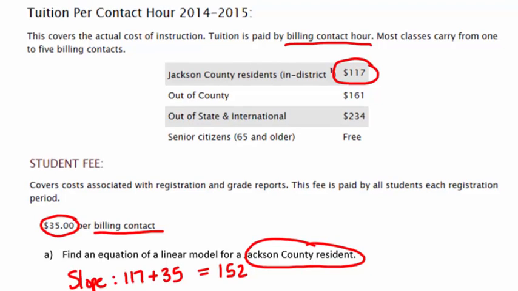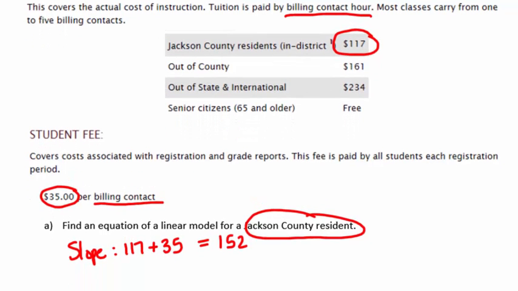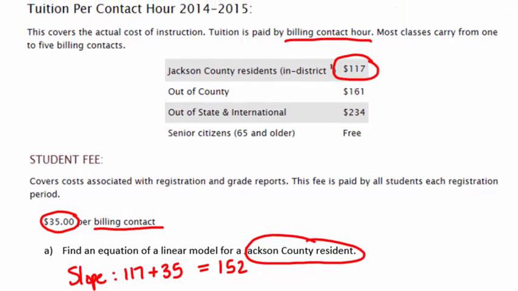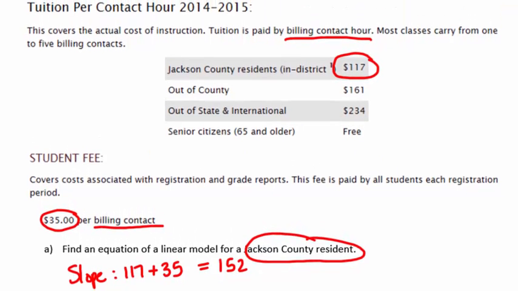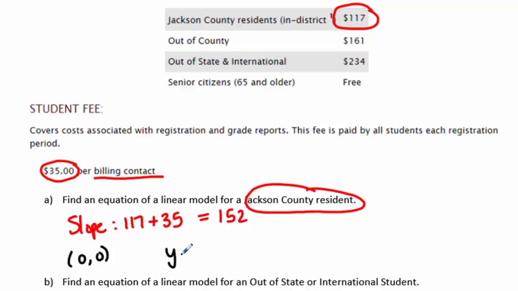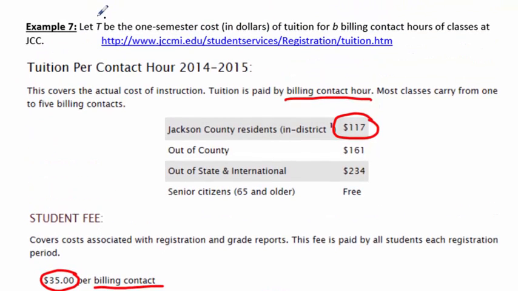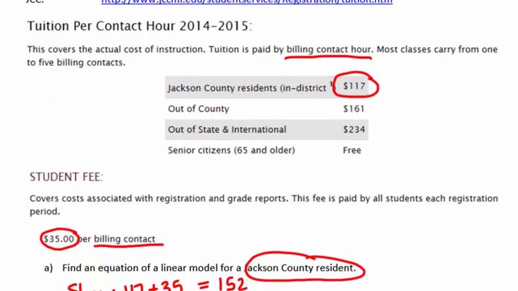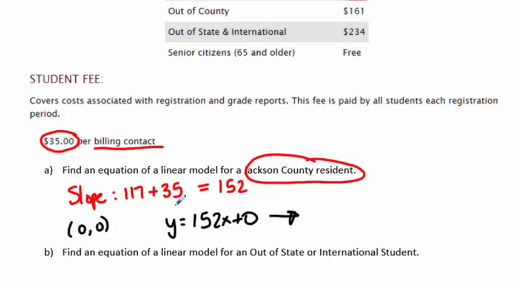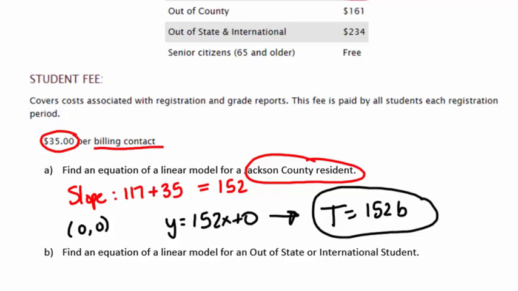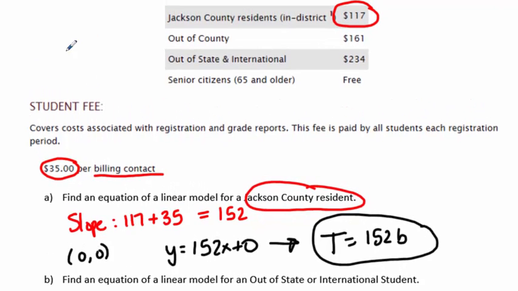Y-intercept is going to be the ordered pair 0, 0 because there is no initial cost. All costs that are given here depend on contact hours. So our equation might start off y equals 152 x plus 0, and then we will change that in terms of the variables in this problem. The variables in this problem are going to be t and b. T, this is the tuition cost, b is billing contact hours, so t is the dependent variable and b is the independent variable.